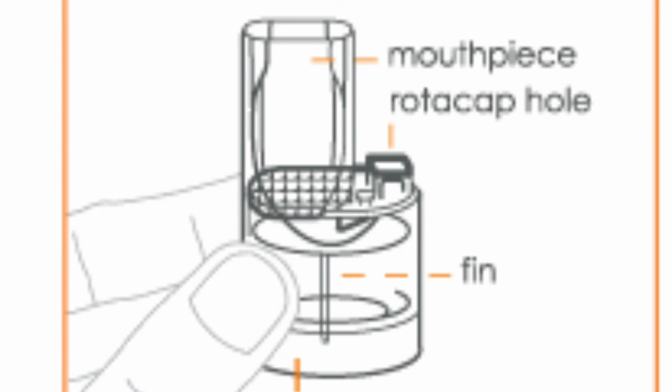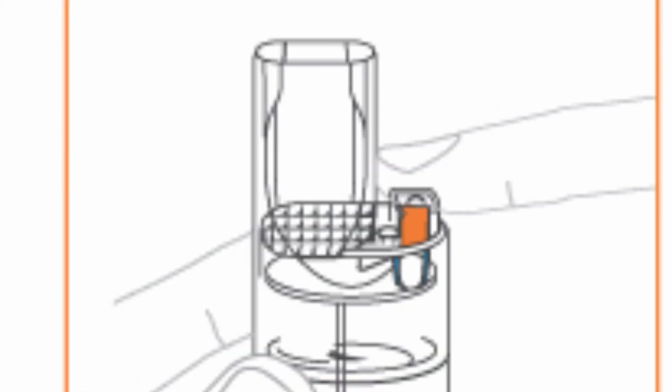We'll be talking about various inhalers and the counseling points. The first one is the Rotahaler. Hold the Rotahaler vertically and position the two holes of the Rotahaler such that the fin is not directly below the Rotacap hole. Okay, this is the fin and it's not directly below the Rotacap hole.